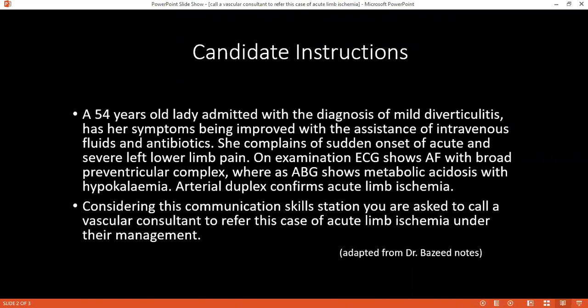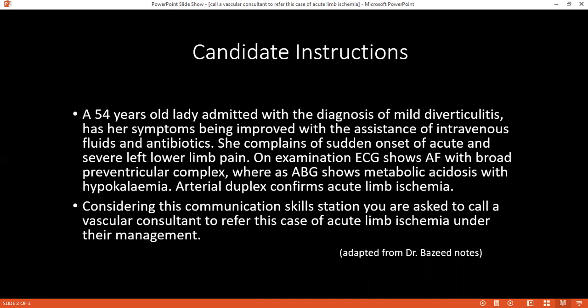Okay, please summarize your case. I'm calling from Downtown Hospital. I'm working with Mr. John. I have a patient, a 54-year-old female, who has been admitted with mild diverticulitis, and her symptoms show improvement after taking fluid and antibiotic. Now the problem is she has a complaint of sudden onset of acute severe lower limb pain.